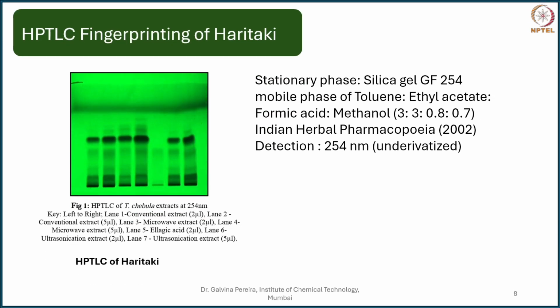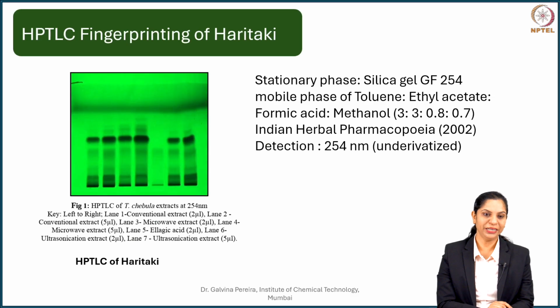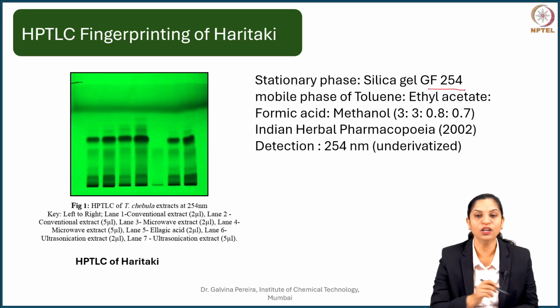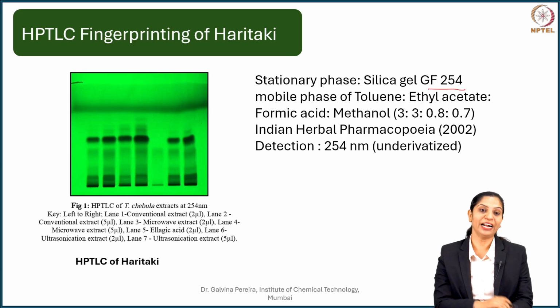So this is a TLC, especially an HPTLC, of Terminalia chebula, which is nothing but your Harda fruits, which have been developed using a mobile phase of toluene, ethyl acetate, formic acid, methanol in a ratio of 3:0.8:0.7. Now this is a method given by the Indian Herbal Pharmacopoeia 2002, and you can just quantify it underivatized. Underivatized, why? Because this plate is already coated with silica gel GF, which means it has a fluorescent indicator which fluoresces at 254.